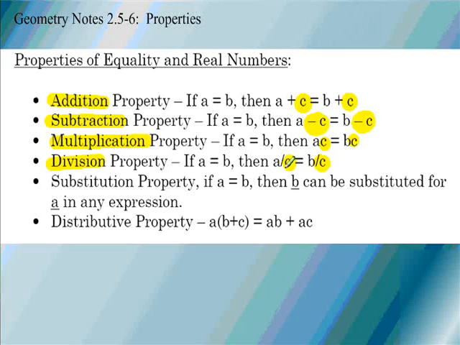There's a little caveat to that. C cannot equal 0 because we all know that nobody can divide by 0 except for Chuck Norris.